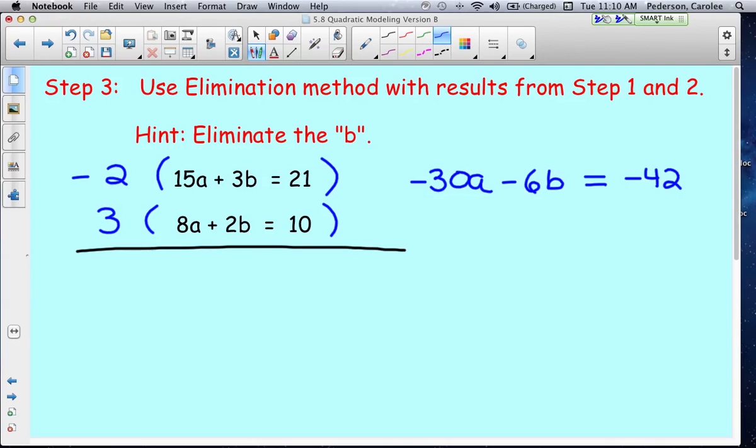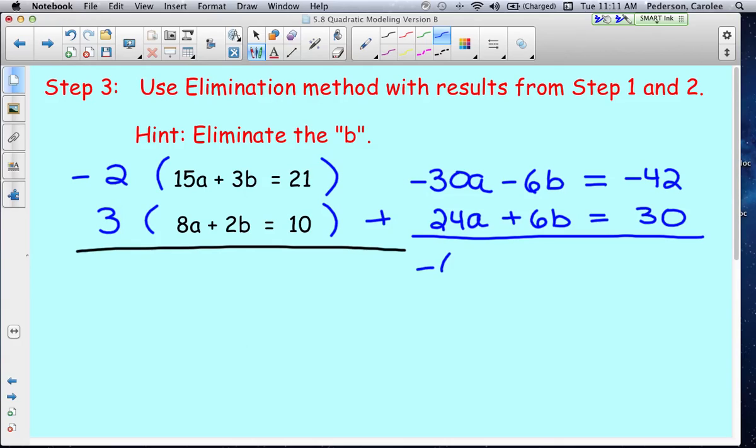Now I'll distribute the 3 to all the terms in the second equation. So 3 times 8a is 24a, 3 times 2b is 6b, and then 3 times 10 is 30. Now I add the equations together. You always add in elimination method. Negative 30a plus 24a is negative 6a. Then negative 6b plus 6b cancels out. And then negative 42 plus 30 is negative 12.